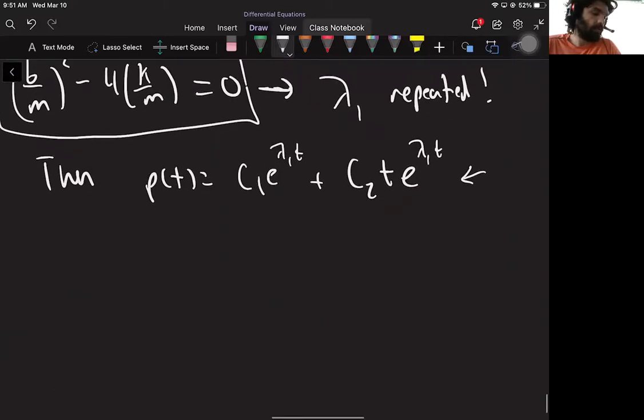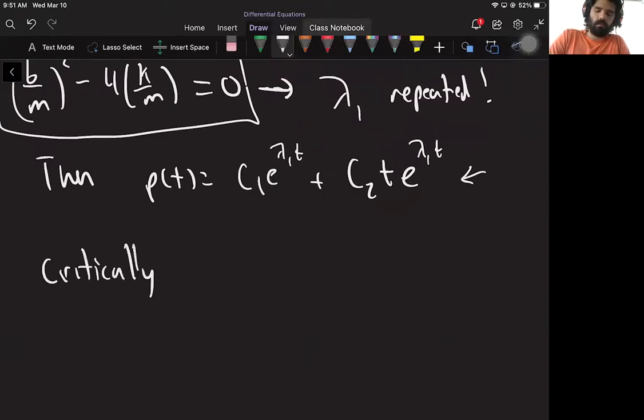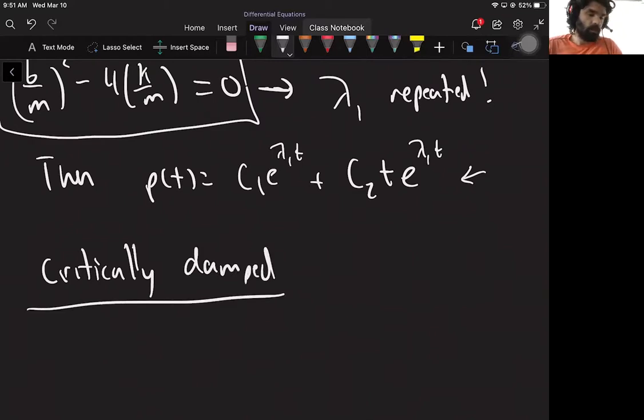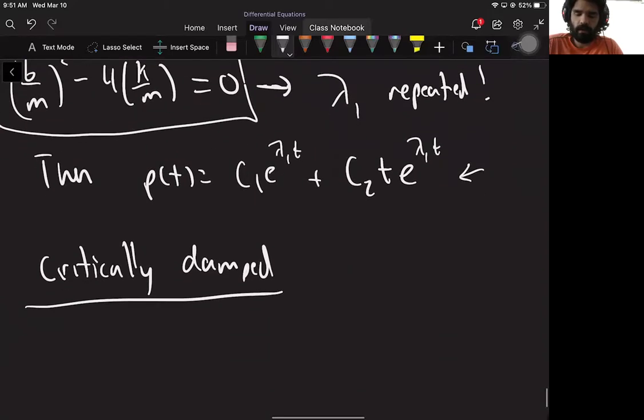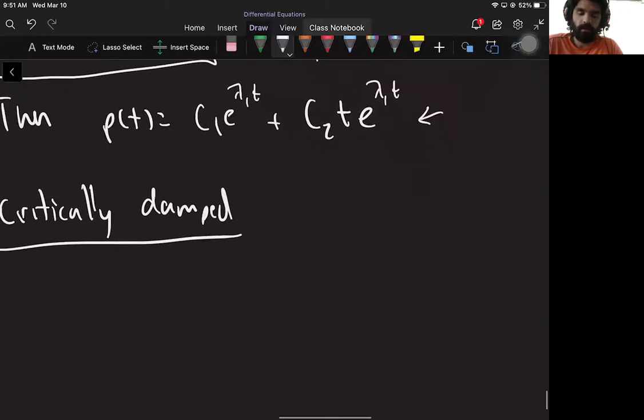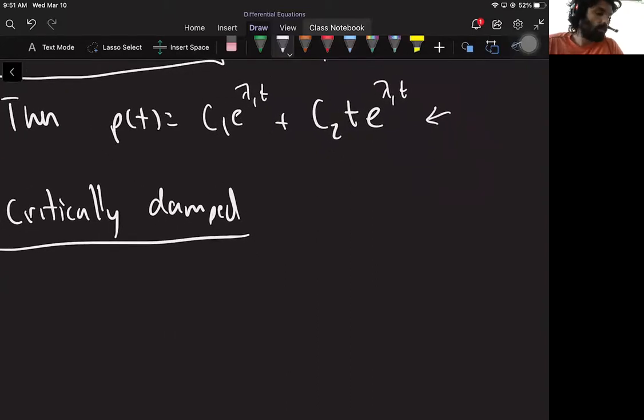And it looks very much like the previous one. This is called being critically damped, because it's like right on the edge. If it was just a little bit bigger, instead of being 0, it would be over damped again. And if it was a little bit less, then we'll see what happens next.